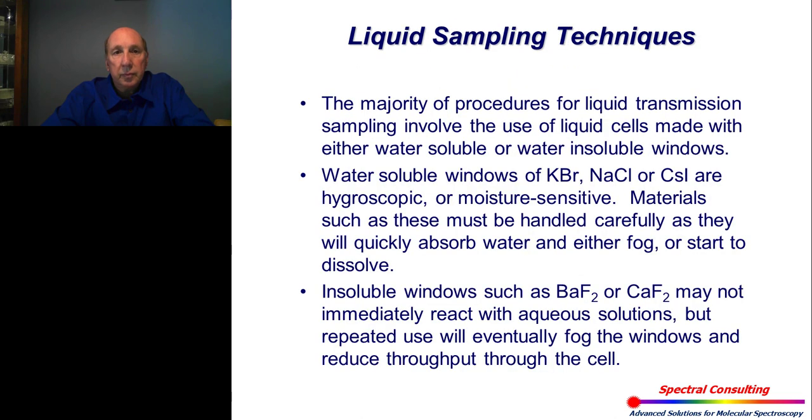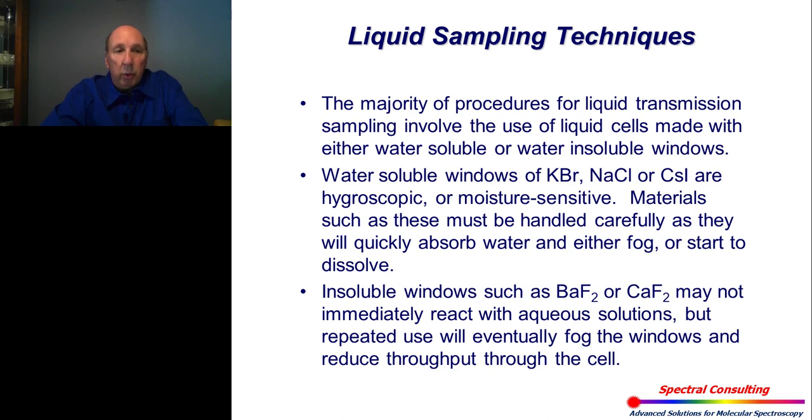Other sampling techniques include liquids. So we use liquid cells with either water-soluble or water-insoluble windows. Water-soluble windows of potassium bromide, sodium chloride, or cesium iodide are very moisture sensitive. Materials should be handled carefully as they will quickly absorb water or start to dissolve. And so we want to clean these windows very quickly, and we want to put them back into a desiccator to keep them dry. Insoluble windows, such as barium fluoride or calcium fluoride, may not immediately react with aqueous solutions, but eventually they can fog and reduce throughput through the cell.